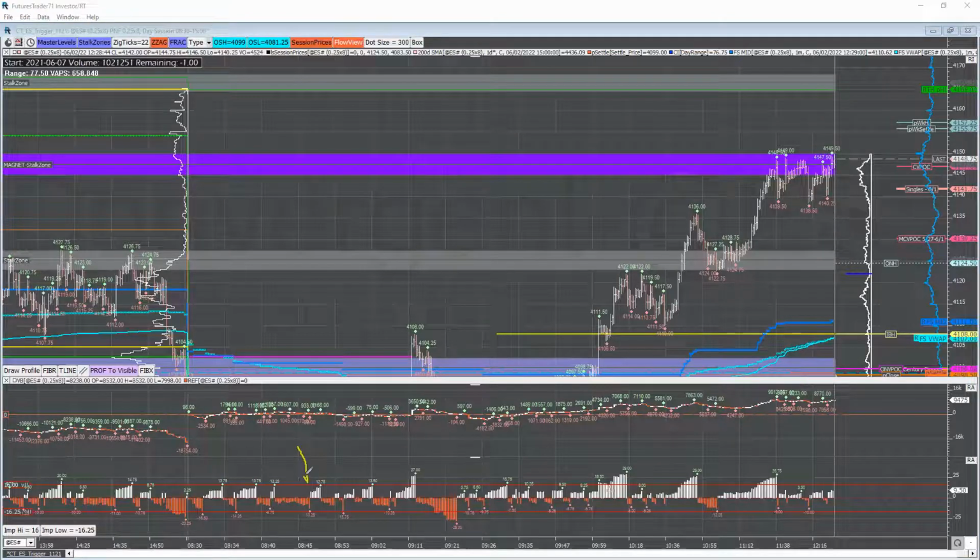This is just an impulse. This is 16 points. Okay. So that's 64 ticks. Is that math right? 32, 64. So 64 ticks.